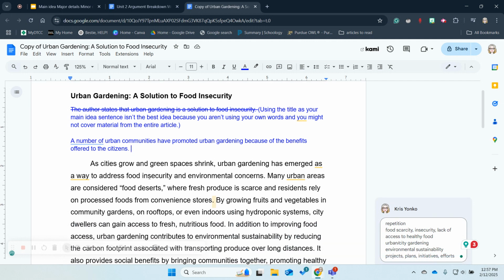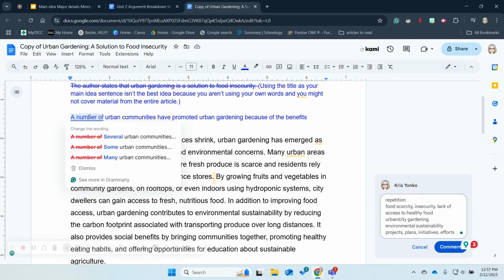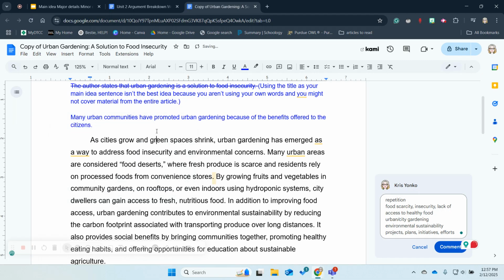Now here's, we have this grammar checker. I'm okay if you use it for little changes like this. I don't want you to use it to rewrite entire sentences or paragraphs. Promoted urban gardening because of the benefits offered to the citizens. I'm going to take out the, because that sounds awkward to me. And because I have urban and urban here, I don't love that. It's not the end of the world, but I don't love it. And I want to keep it with urban gardening, so maybe I'll go over here. I don't like metropolitan either. We could just say city. Maybe you just say cities have promoted.